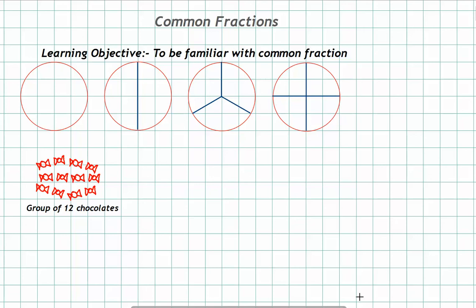Hi, in this video we will be discussing some common fractions and what exactly a fraction representation is. To understand what a fraction is, assume that this circle is a pizza and your friends are there to eat the pizza. So let's say you had divided the pizza into two equal parts. This is the first part and this is the second part.